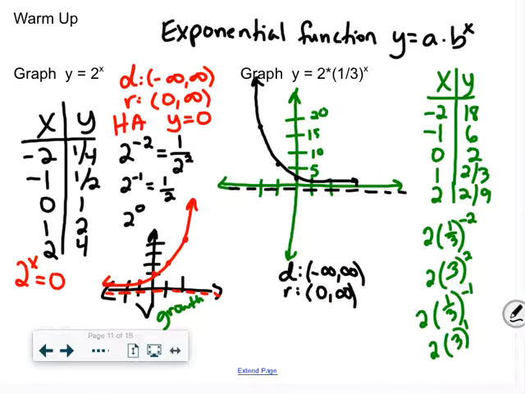But can anybody think of what I could do to a graph to make the horizontal asymptote move? I can make this one move. What do you do to a graph that would make a horizontal line move? Does shifting it left or right move it? No.